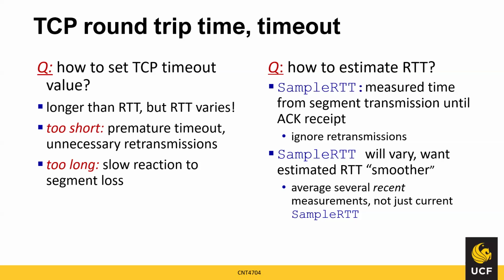So the question we ask ourselves is, how do we estimate the round trip time? The way TCP does that is it measures a sample round trip time, starting a timer when a segment is sent and stopping it when the acknowledgement is received. It is important to ignore retransmitted segments for this measurement so we don't get a distorted time. We just want the actual time from when the packet was sent to when it was acknowledged.